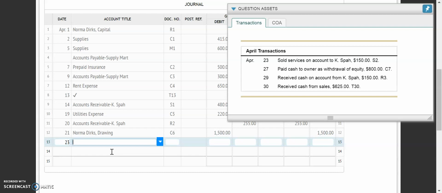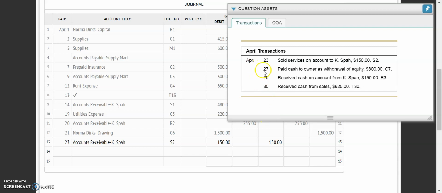So remember, we had that one yesterday. When we sold services to K-Spa, that means that we performed a service or sold them goods, and they did not pay for it yet, so that's our accounts receivable again. So accounts receivable is going to increase with a debit of $150, and sales is going to increase with a credit. So just making sure you get everything in the correct columns. Accounts receivable is being debited, sales is being credited.